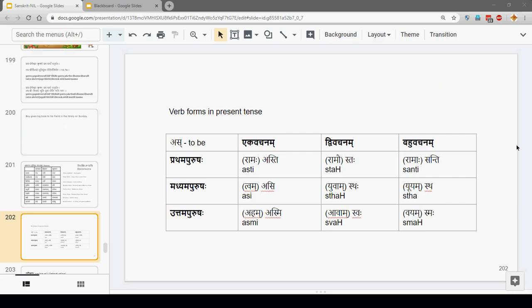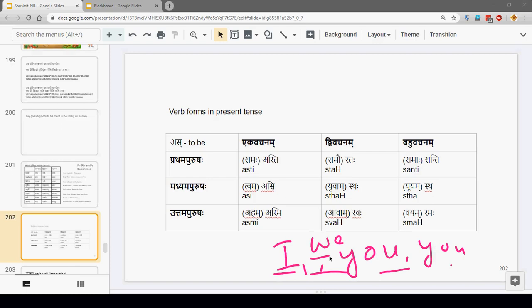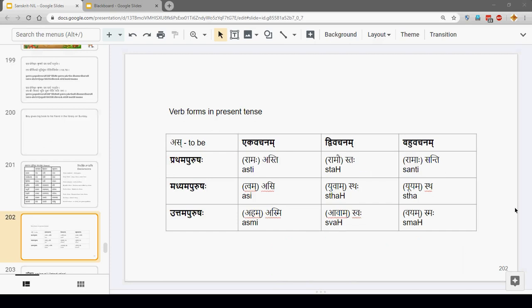So other than I and you, I also includes, in the plural, we, and in the plural of you it is you only. So other than I, you, we, if anybody else is doing the action, then always prathama purusha is used. Prathama purusha. So this is the general rule. Let me stop. Any question?